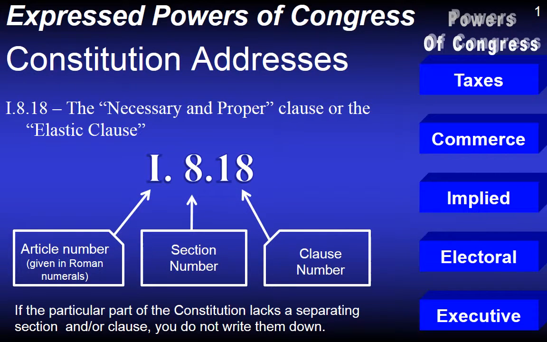This is Chapter 11, The Powers of Congress. This is the first discussion, Chapter 11, Introduction.